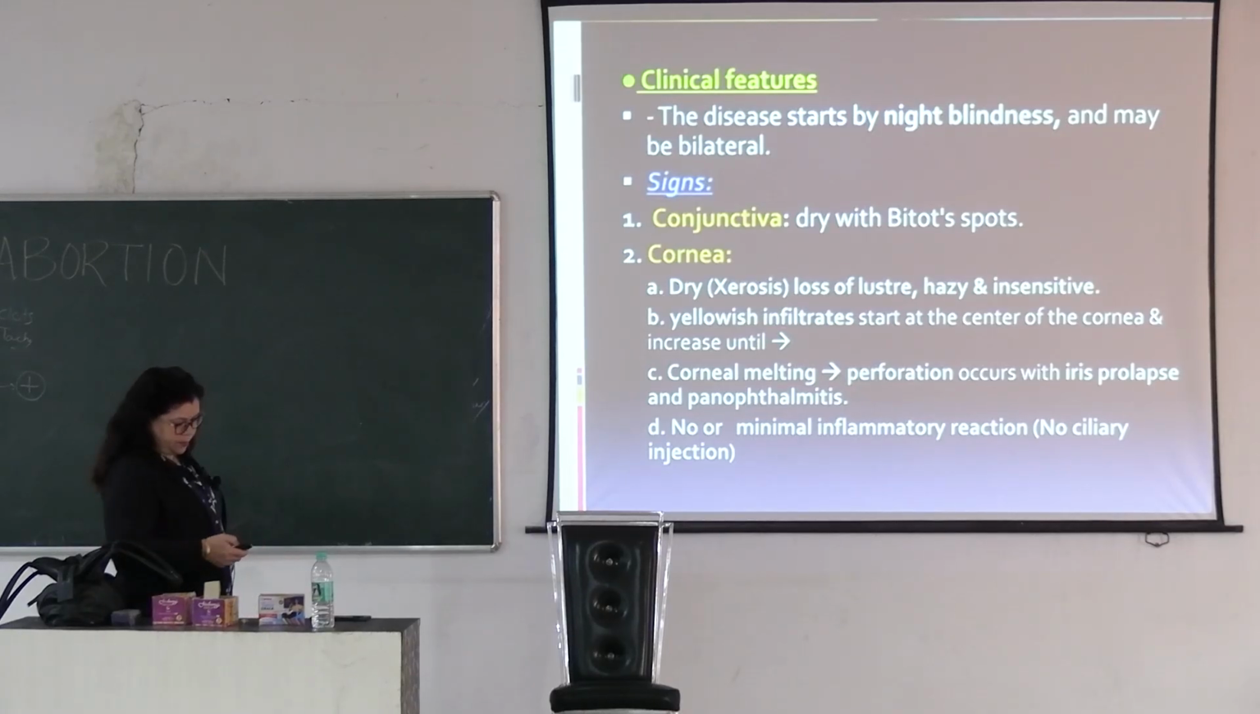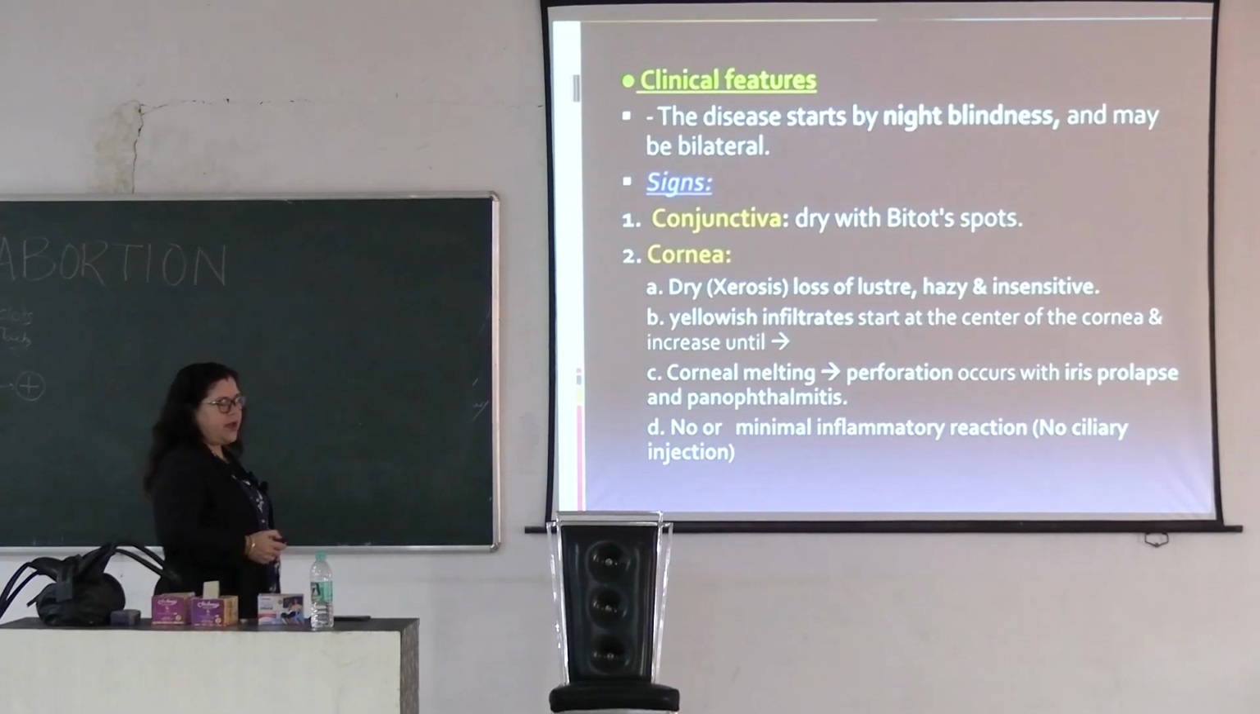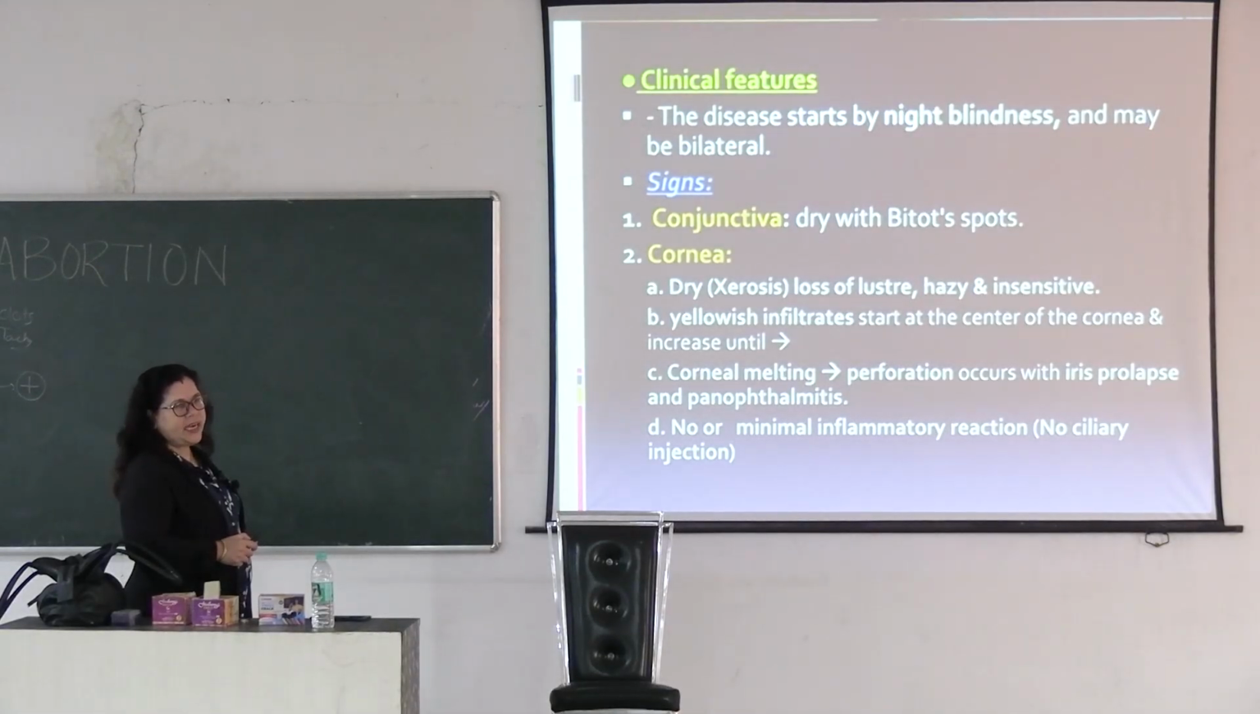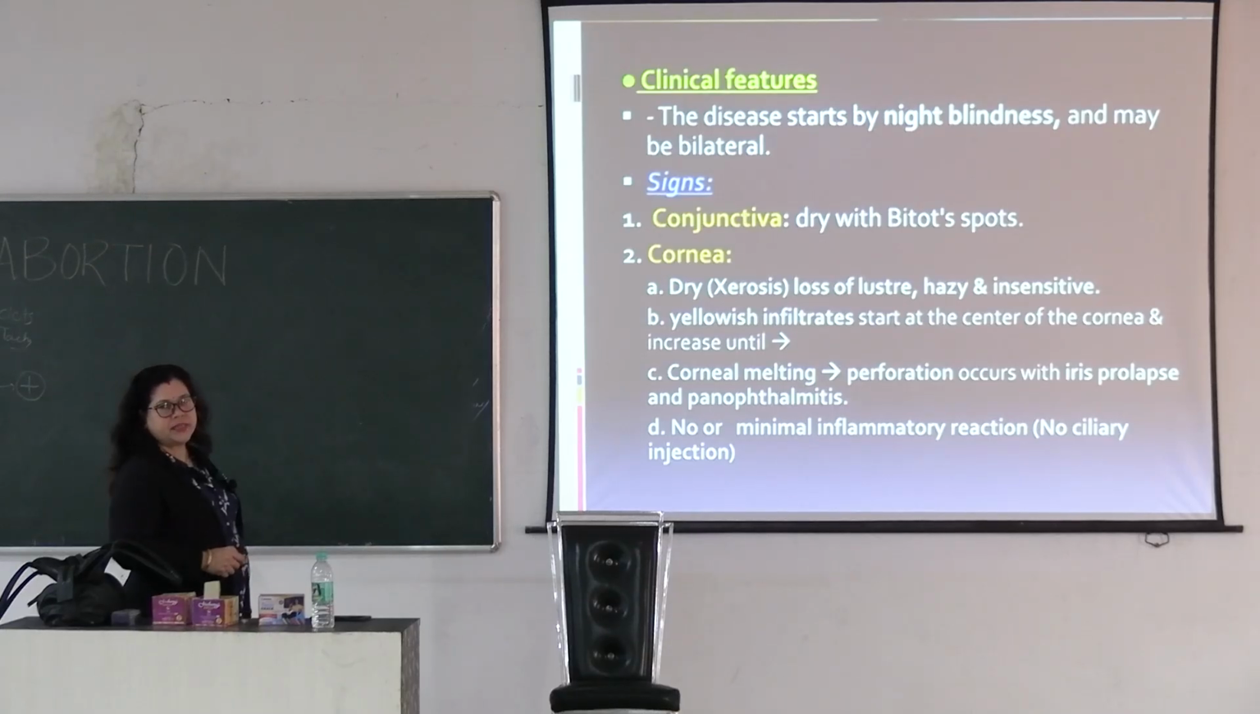In keratomalacia, the patient has night blindness. Night blindness means difficulty in vision during the night hours, but in daytime he is able to see everything. Night blindness is generally bilateral, and when conjunctival involvement is present, there is dryness of the conjunctiva, and Bitot's spot is present. Bitot's spot is present just lateral to the limbus.